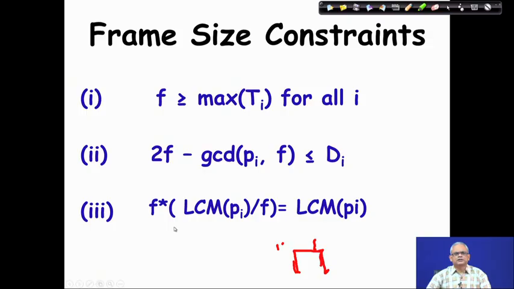The third condition is that the frame size must squarely divide the major cycle. The major cycle we have written LCM(p_i), and this is the integer division by f, and when multiplied by f, if we get back the LCM(p_i), then we can say that the frame size squarely divides the major cycle.